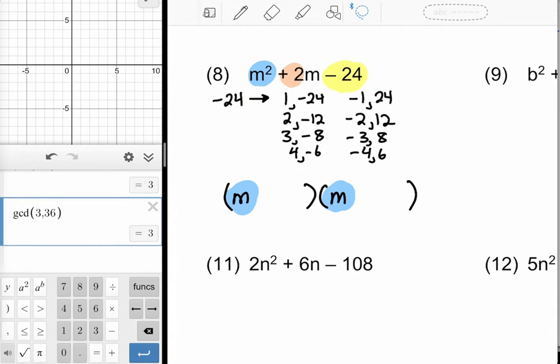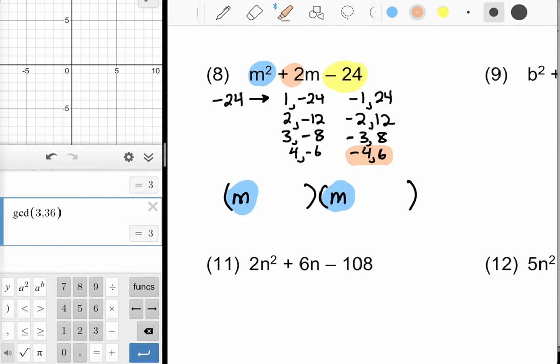There we are. So out of all of these possible combinations of values that are factors of negative 24, I'm looking for the pair of values that will add to 2. Going through my list, I would add each possible pairing and ask, will that give me a 2? If you're careful enough, eventually you get to the right combination.